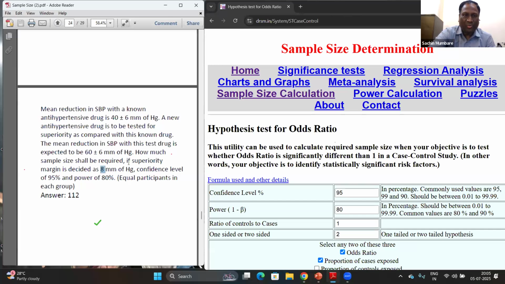So what does it mean? Superiority margin of 8 mm of Hg means that, with the known drug at 40, the new drug is superior only and only if it is giving values more than 48. Correct? So we'll calculate the sample size required in this.